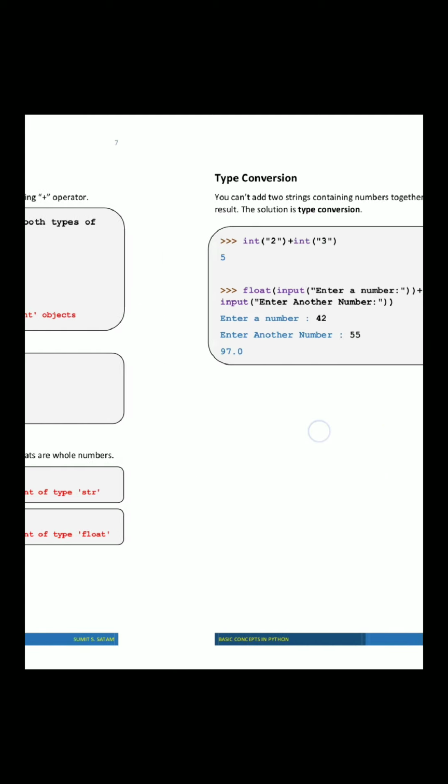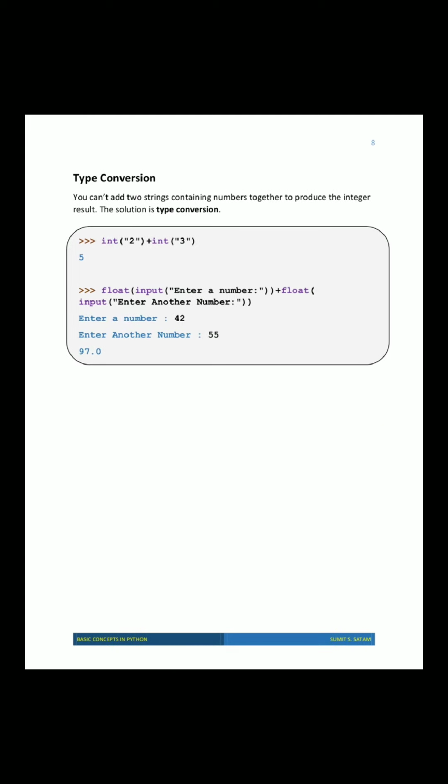Okay, the last topic for today's class is type conversion. Like if you want to convert one type into another. Like I want to add two numbers 2 and 3, but 2 and 3 are given initially as strings. So 2 is one string and 3 is actually another string. So you have to convert these two strings into integer first. So see what is happening.